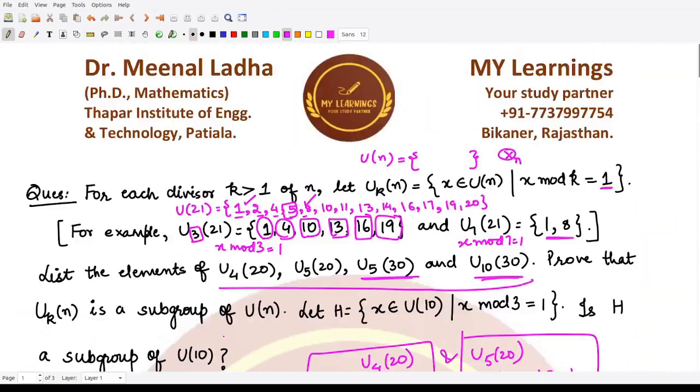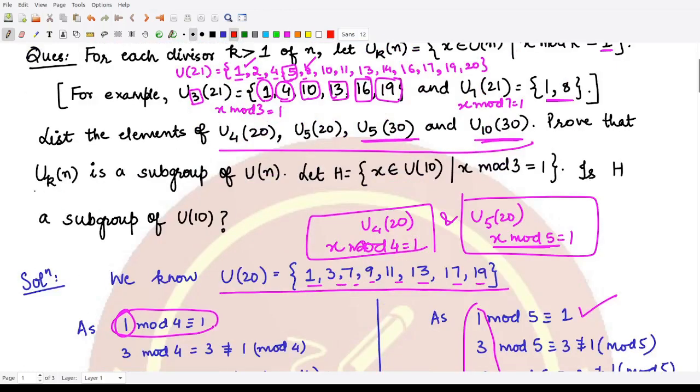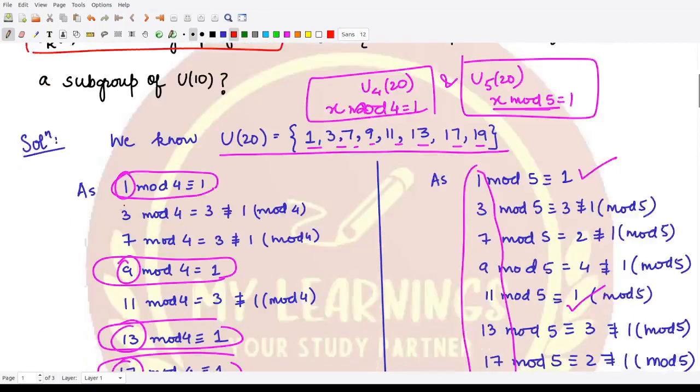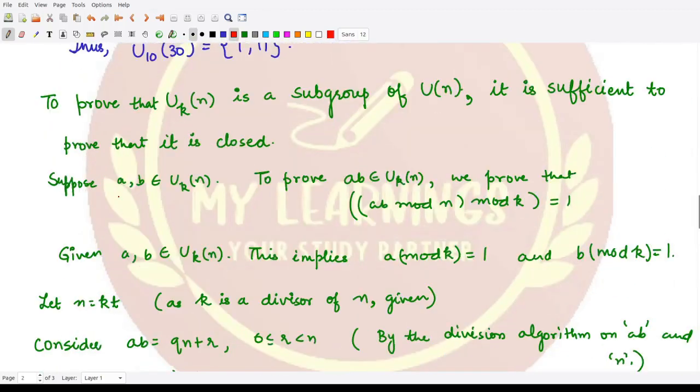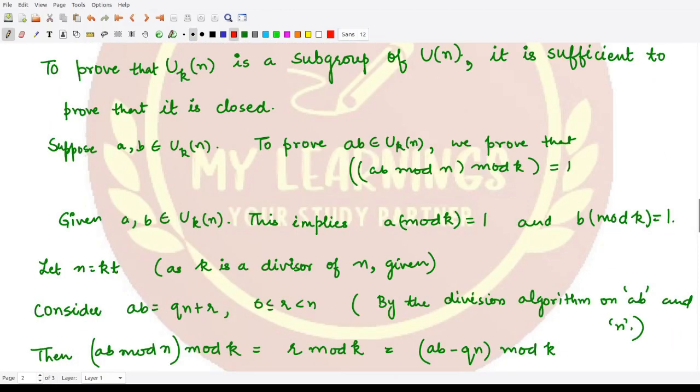So this is one part of the question. For the second part of the question, we now have to prove that UKN is a subgroup of UN. So let's move ahead and solve this. In order to prove that UKN is a subgroup of UN, it is sufficient to show that it is closed.